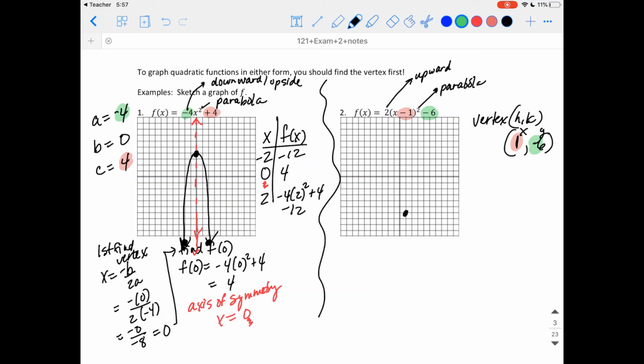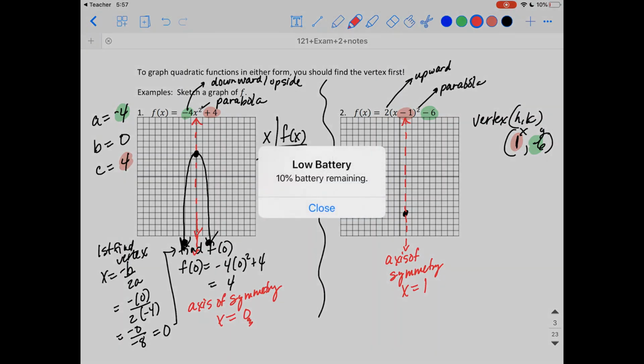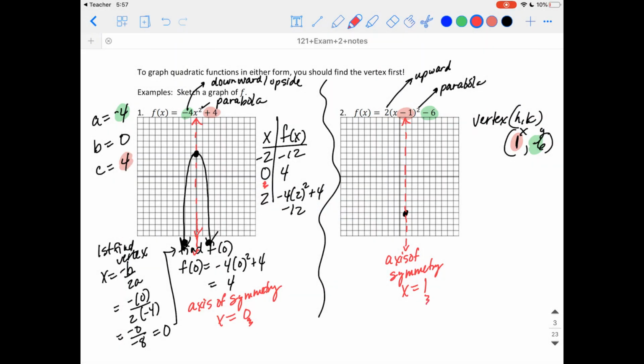There it is. Then I'm going to have my axis of symmetry. Again, it actually is going to go through the vertex. And it is also axis of symmetry. It is always x equal to, and in this case, x is equal to 1. Where did I get this 1? Right there.